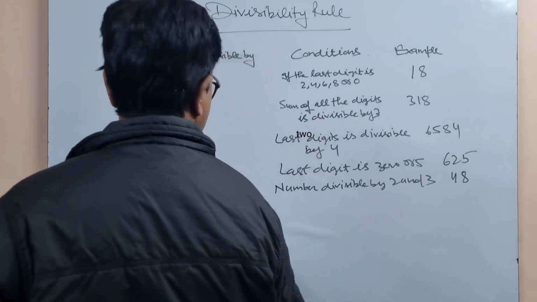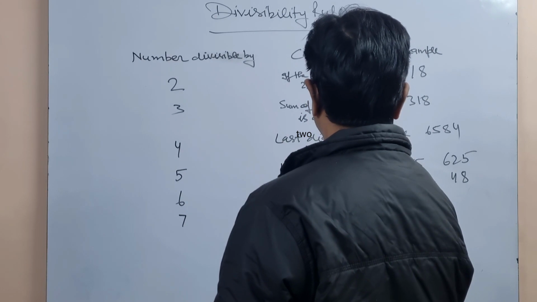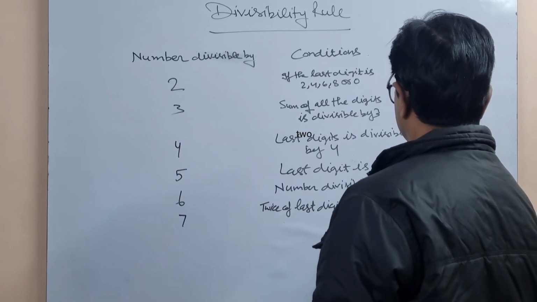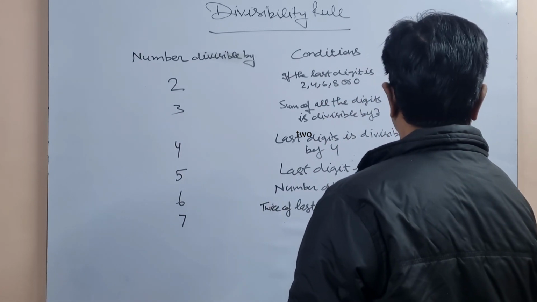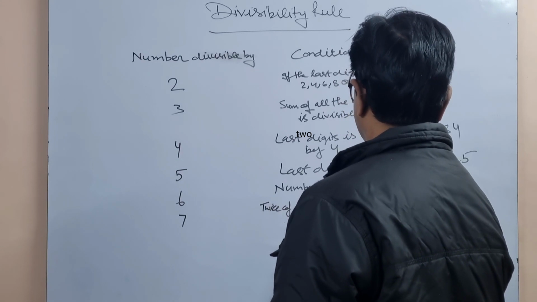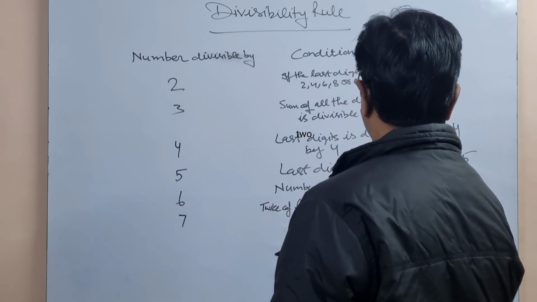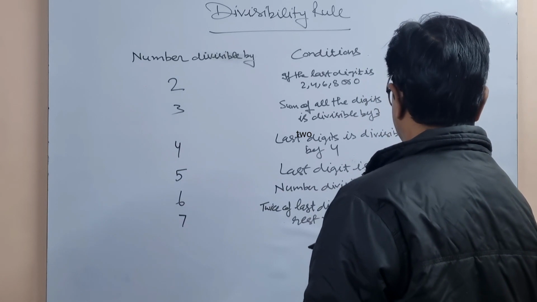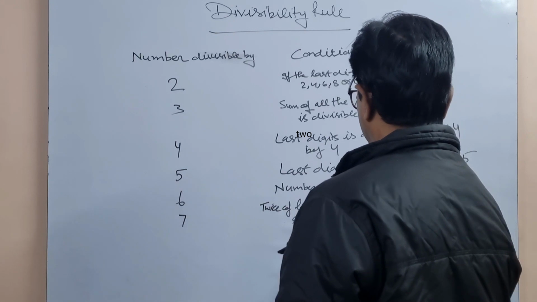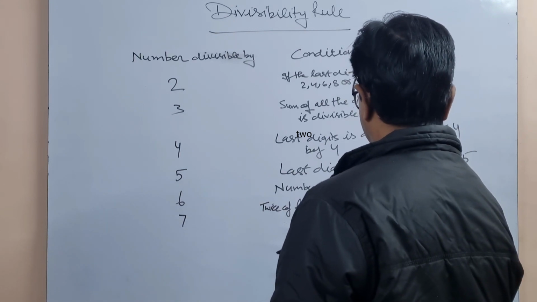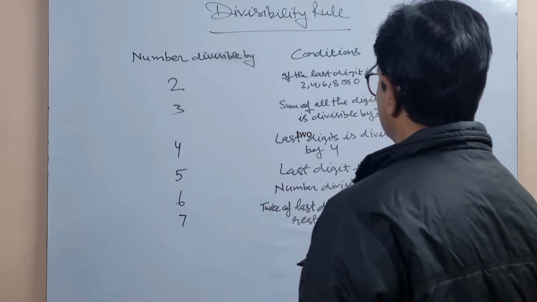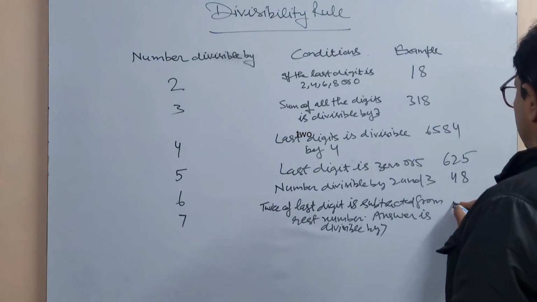7. Twice the last digit is subtracted from the rest of the number. If the answer is divisible by 7, then the number is divisible by 7. Example: 546.